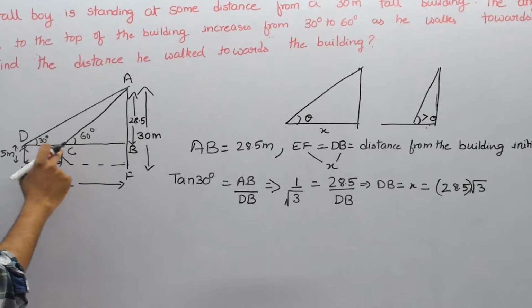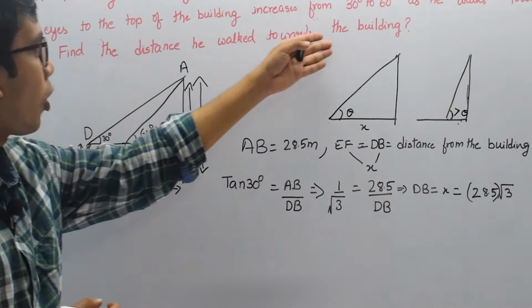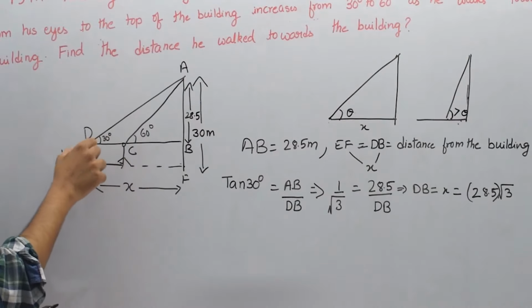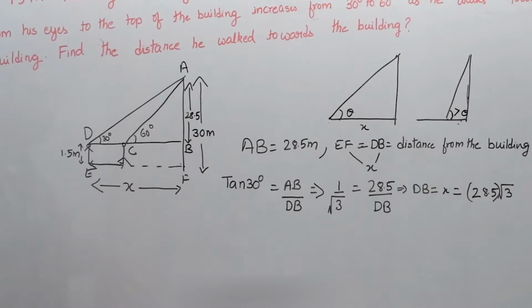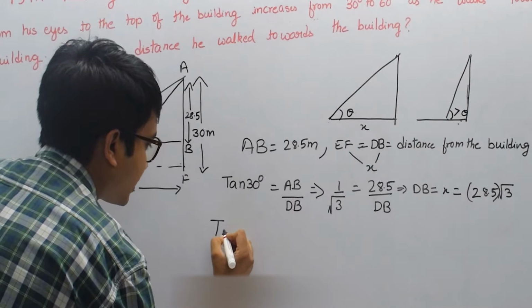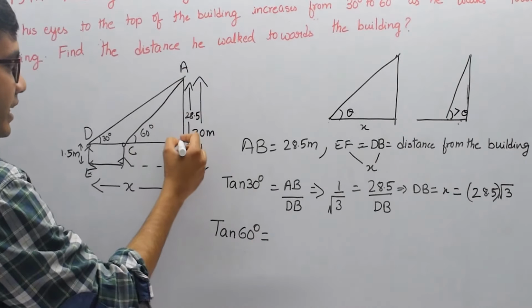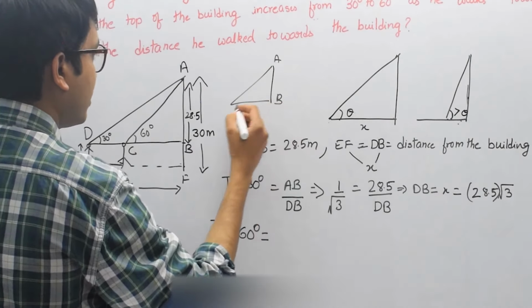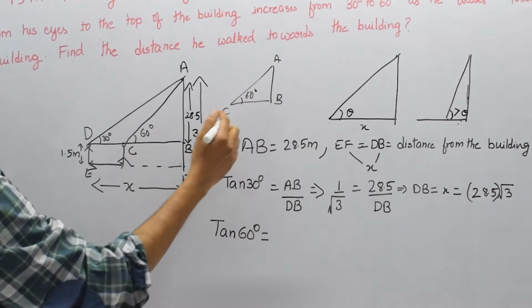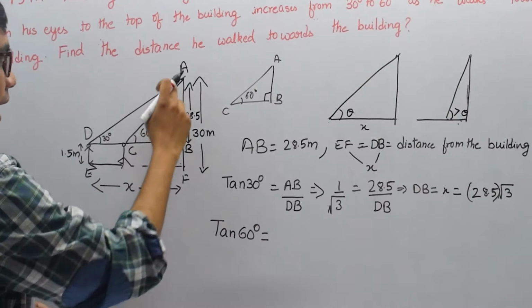Let DC be the distance he walked. What is asked in the question? Find the distance he walked towards the building. He asked this distance, this DC, from here to here he walked, after which the angle of elevation changed to 60 degree. So what shall we do? I'll do one thing. I'll write tan 60 degree, which is equal to, again, tan 60 is AB. I'm writing it here, ABC 60 degree. Tan 60 degree, and this is 90, we all know.